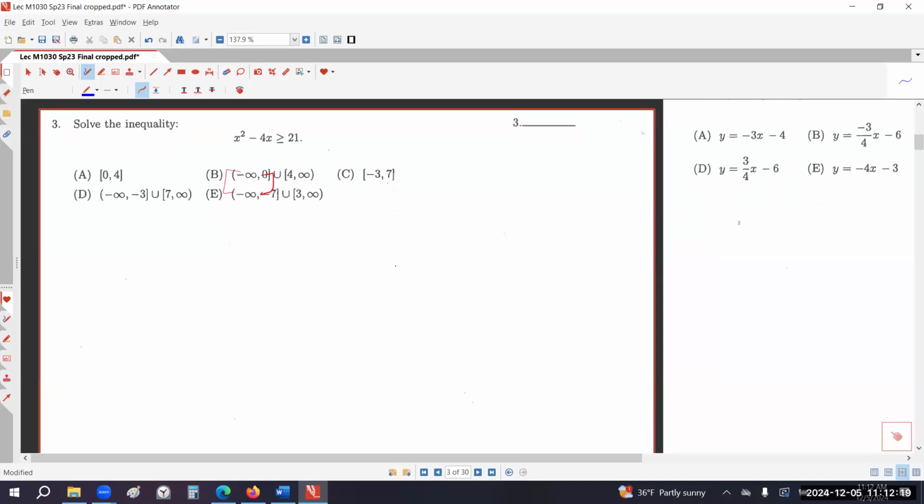Next one is inequality. We have x squared minus 4x bigger than or equal to 21. What is our first step? We want to see 0 on one side. Otherwise, how do you know what you're looking for, positive or negative? So we are going to subtract 21 from both sides. That gives us x squared minus 4x minus 21 bigger than or equal to 0.